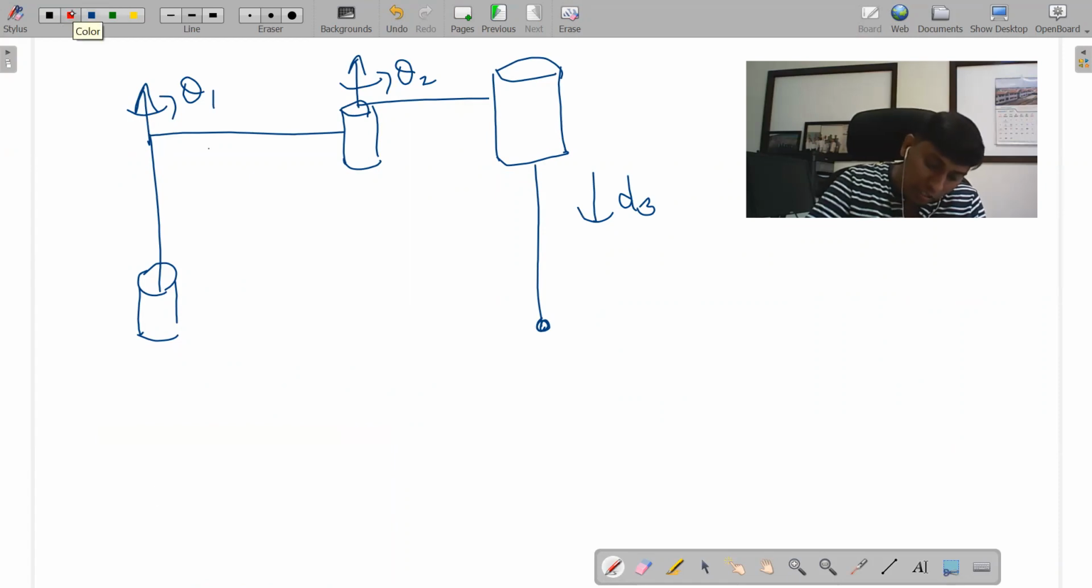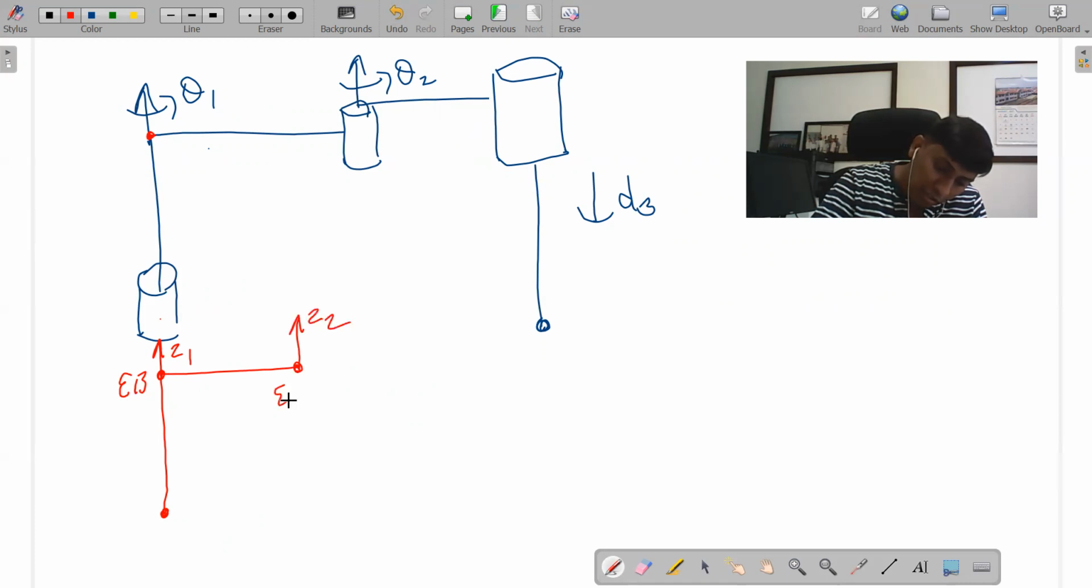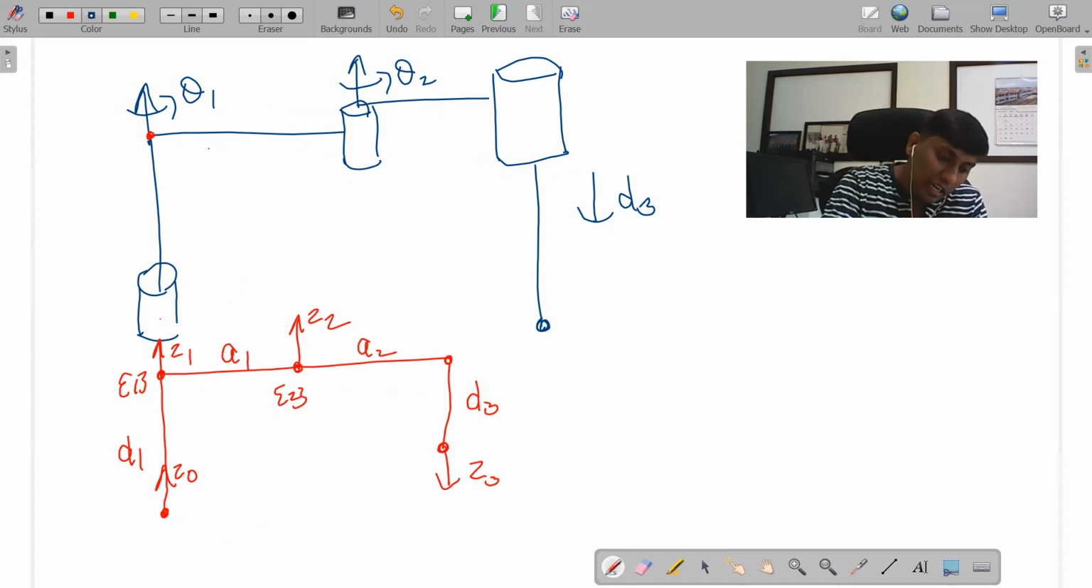So now I'm trying to fix the non-standard form. I'm trying to see where I can fix Z1. Obviously you can see this is the base, but these two are parallel. If I keep this point, the common normal I can draw easily. So I put Z1 here and X1 also here. This is Z2 and this is X2. I'm taking this as my Z3, and Z4 is common. So in the sense, this is D3 and this is A2 and this is A1 and this is D1 and this is Z0.